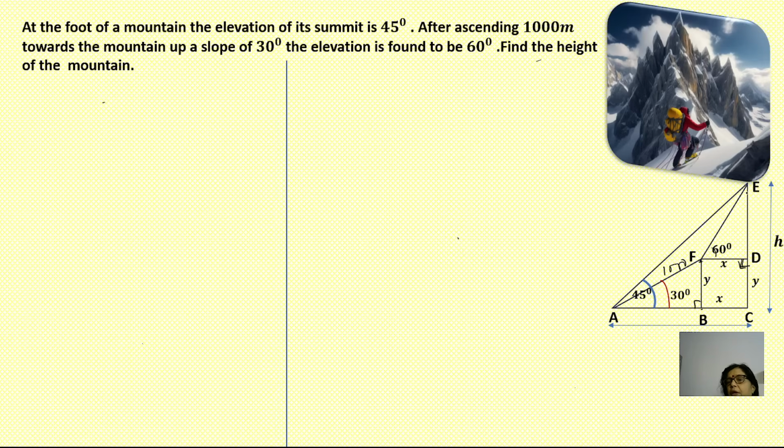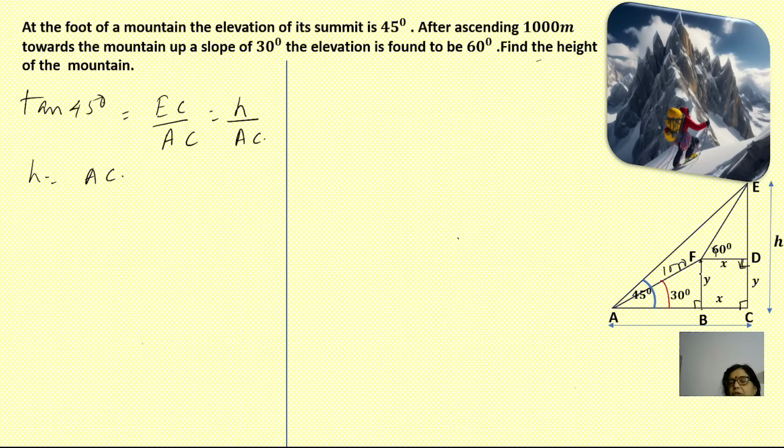First of all, we need to consider the triangle EAC, the outer triangle, and this is also a right angle triangle. So from the right angle triangle EAC, we get tan 45 degrees is equal to EC upon AC. I have taken EC as H, so EC upon AC means H is equal to AC. The height is equal to AC.